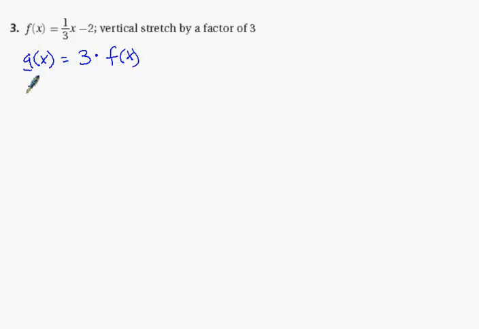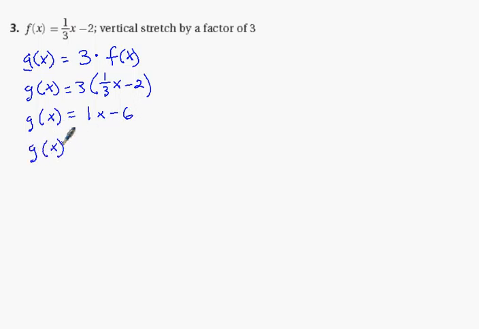Alright, so the new rule, the new function then is going to be 3 times 1/3 x minus 2. And now performing distributive property, 3 times 1/3, 1/3 of 3 is 1. So we get 1x, and 3 times -2 is -6. So our new rule then is simply going to have a slope of 1 and the y-intercept at -6.